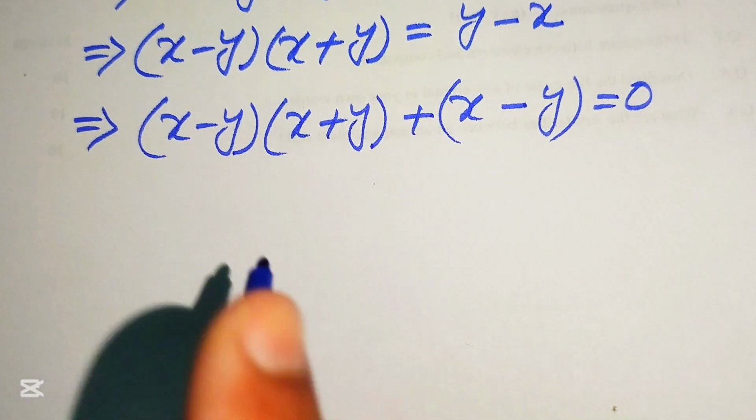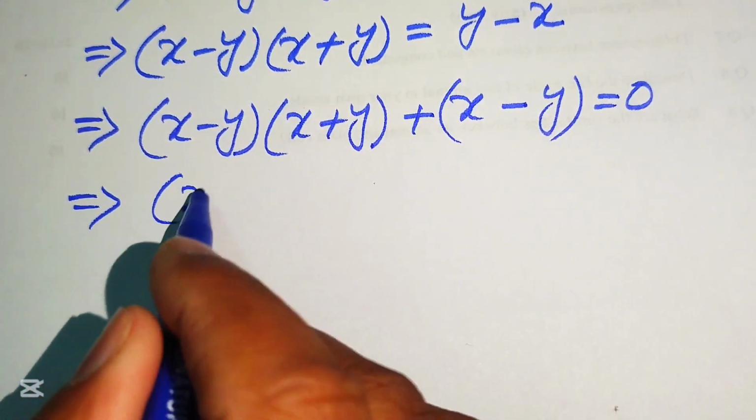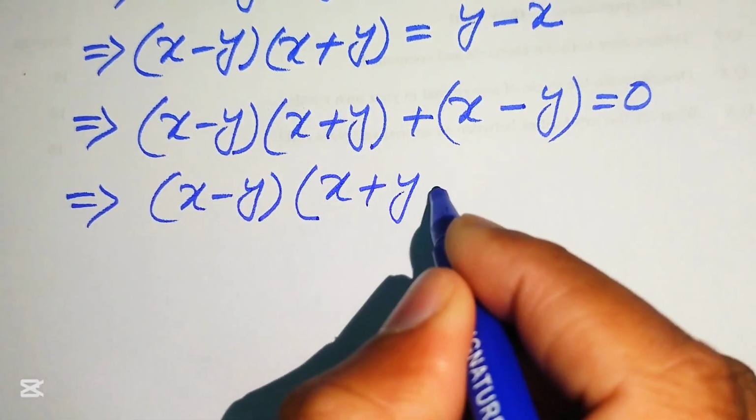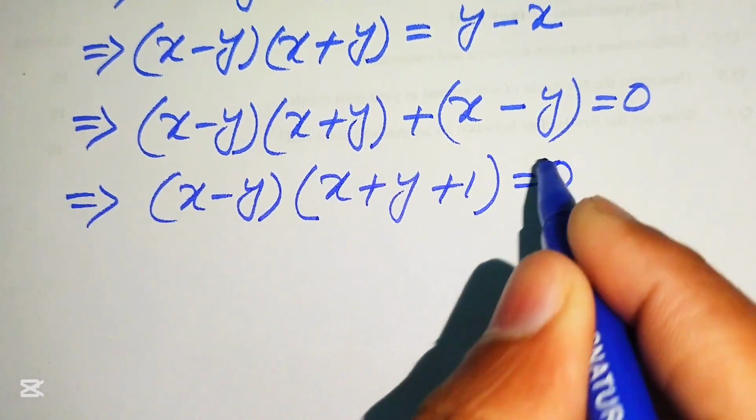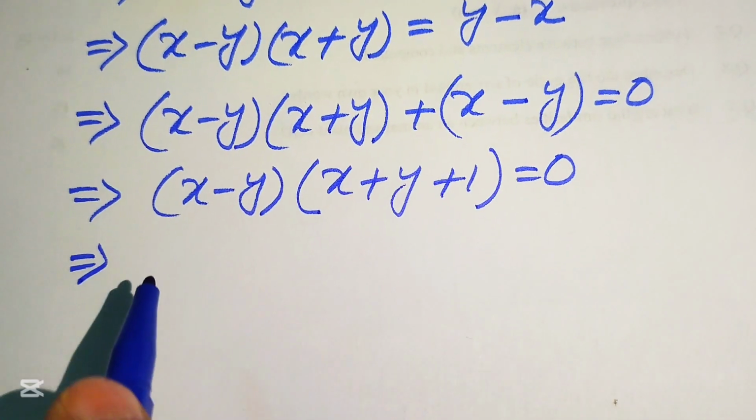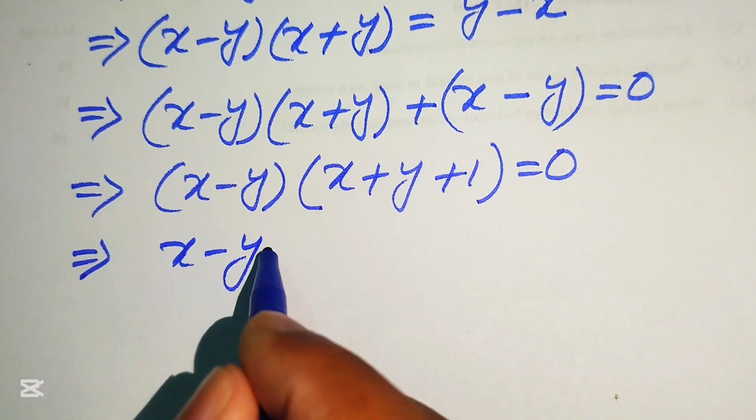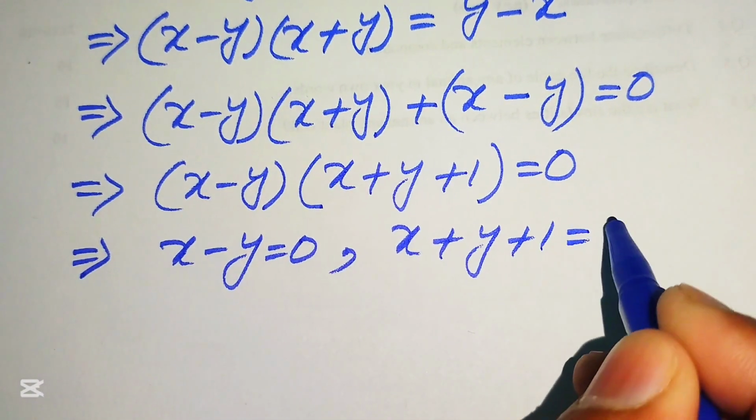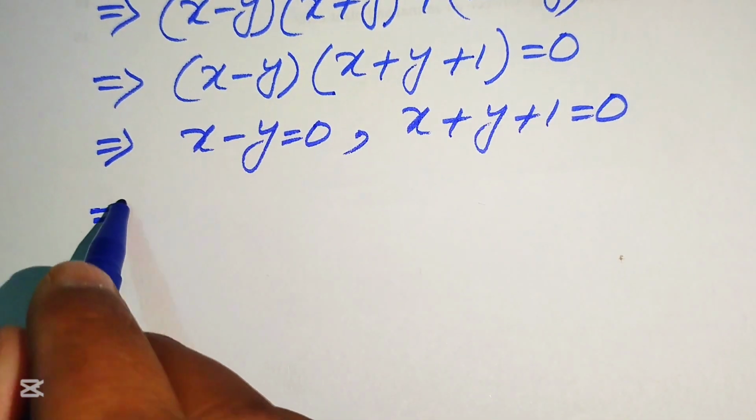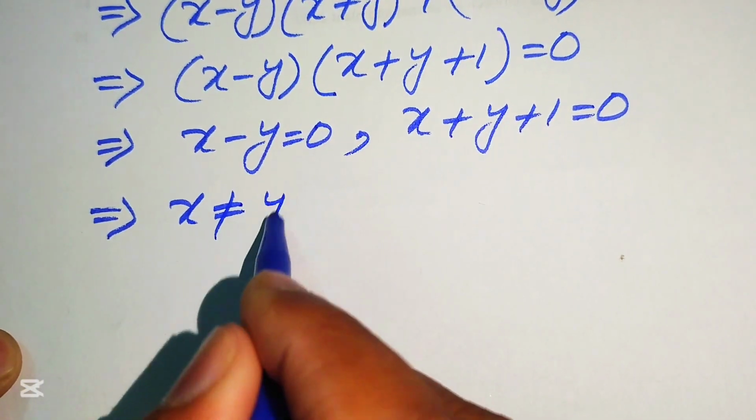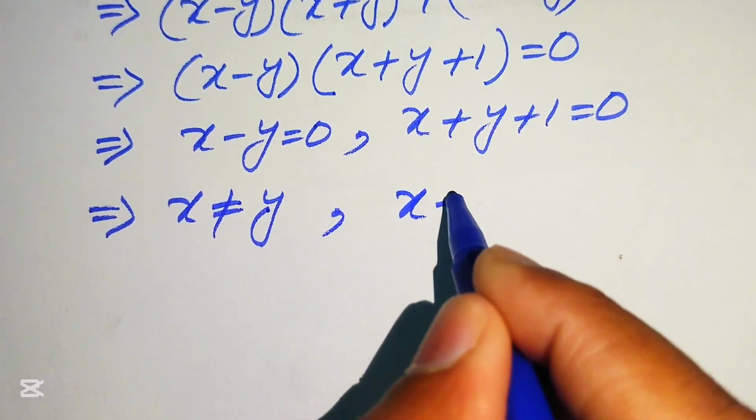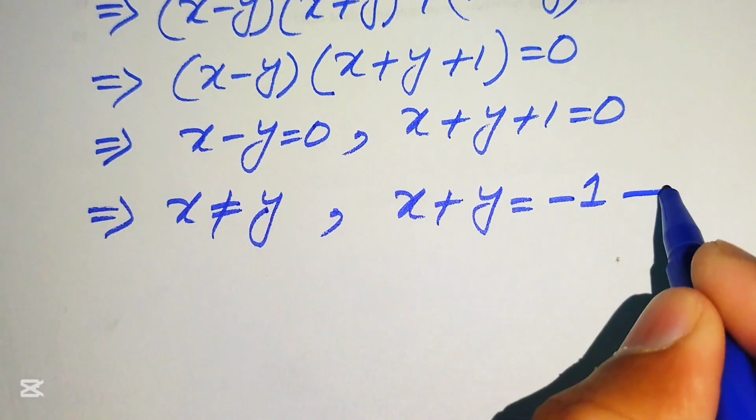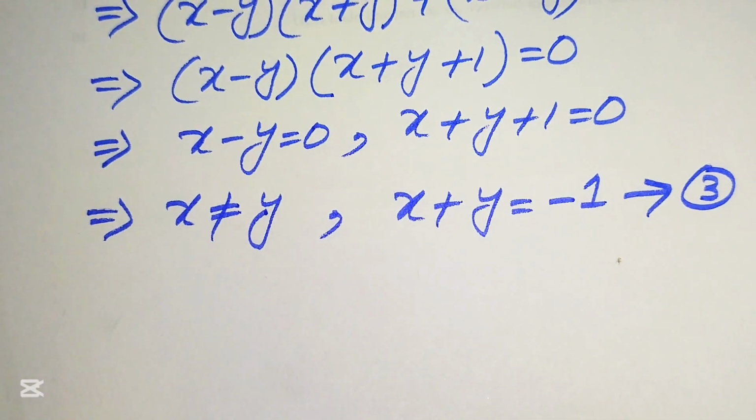So now you focus on these two equations and you see that x minus y is the common term, so we take common x minus y, and the remaining terms are x plus y plus 1 equals 0. So here we divide this into two cases. The first case is we take x minus y equals 0, and the second case is we take x plus y plus 1 equals 0. In this case you see x is not equal to y, and in this case we have x plus y equals minus 1. Okay, so we call this our equation number 3.